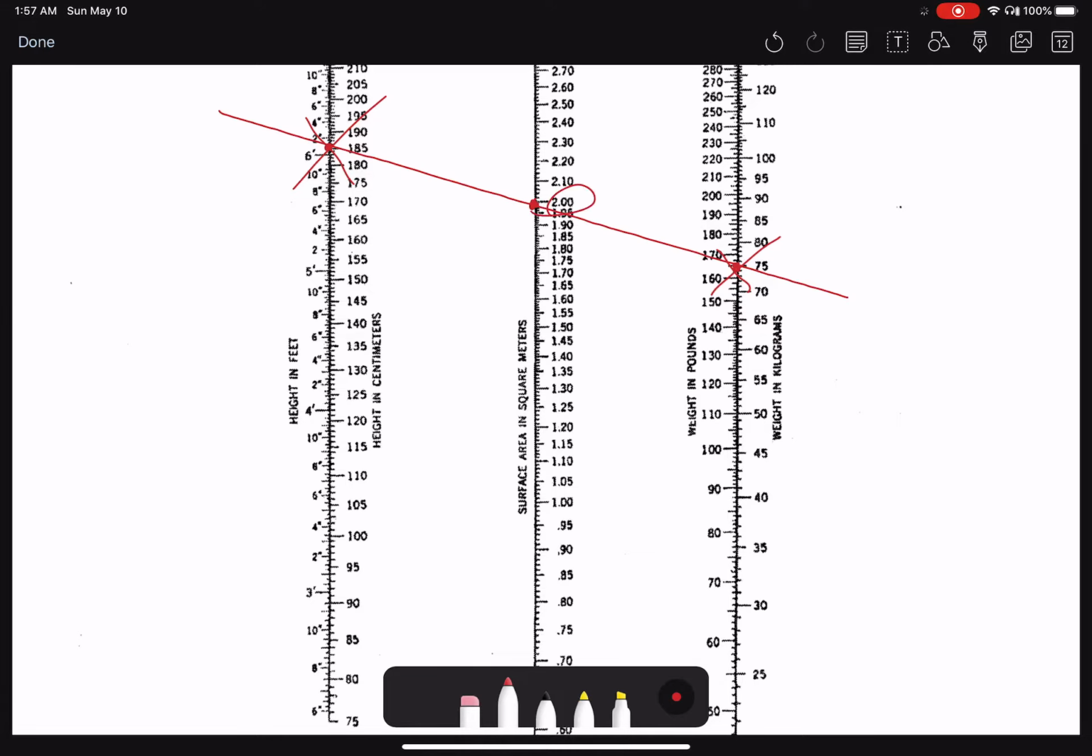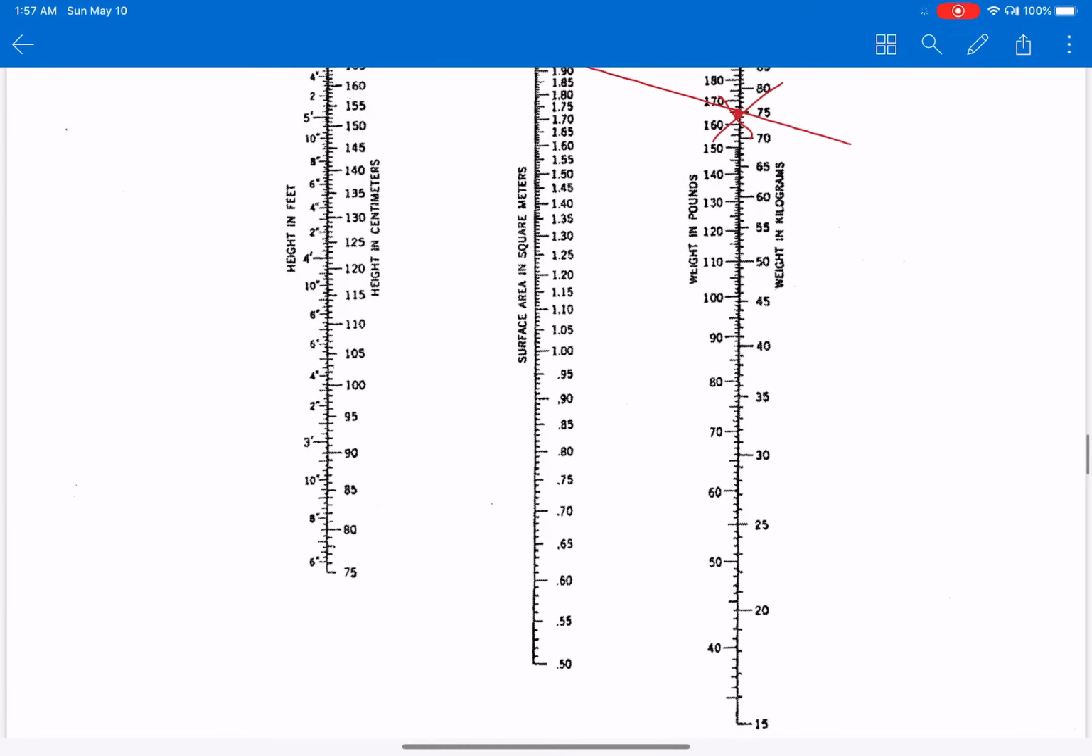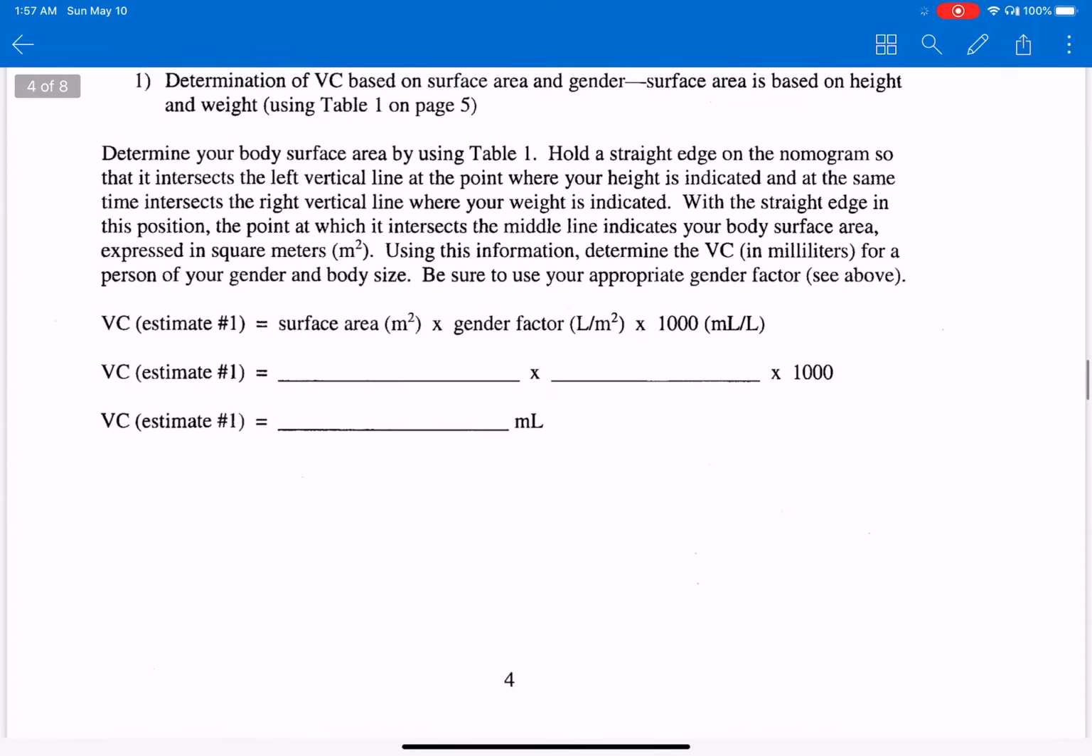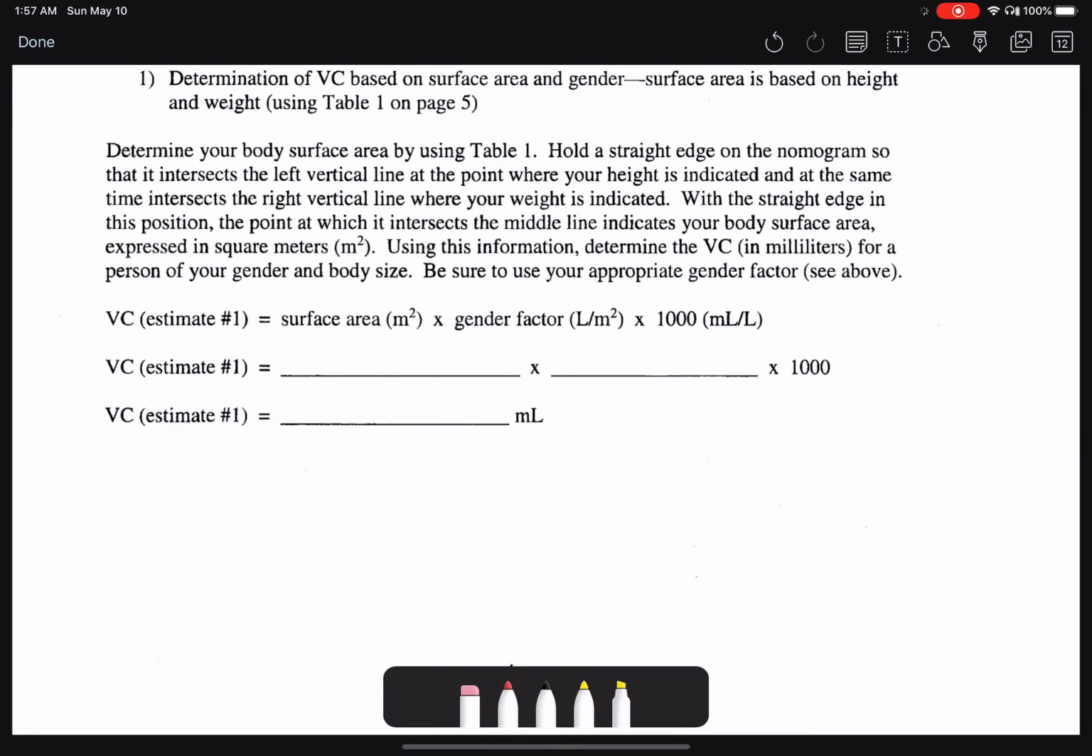Here it is. Let's just say it's 2.0. I know it's not exactly 2.0, but let's just say it's 2.0 meters squared. So that's the estimated surface area of my body. Now we are going to go back here and insert our values. I said that my estimated surface area is going to be 2 meters squared.